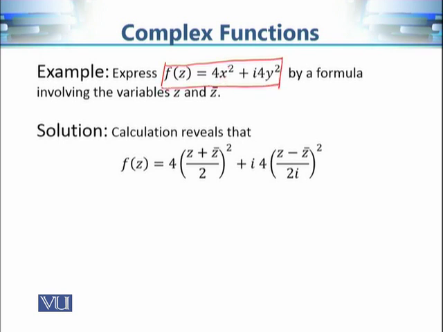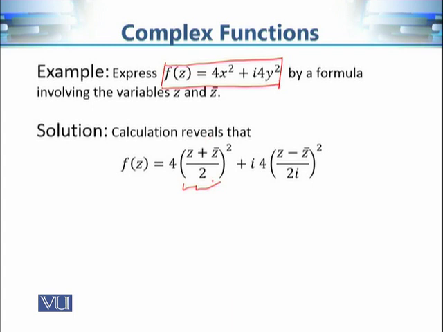Now of course here u of xy is 4x square and v of xy is 4y square. How to write down this function in terms of a function that involves only z and z conjugate? So for that the idea is very simple. Just use the value of x is equal to z plus z conjugate by 2. So if it's 4x square, so it becomes 4.